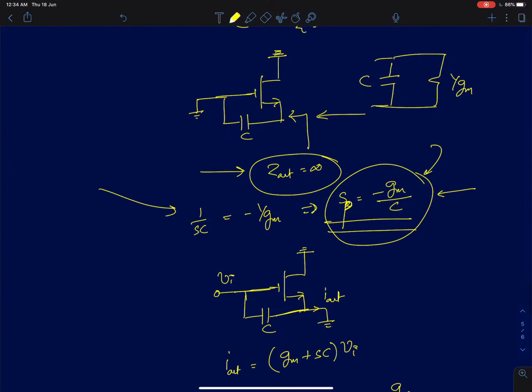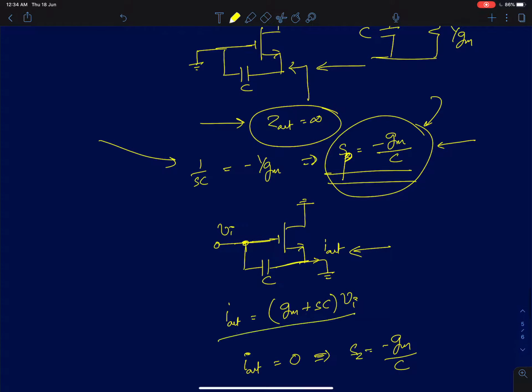We already derived in the previous lecture, if you try to find I out for the circuit, that happens to be GM plus SC into VI. And I out goes to 0 at SZ equals minus GM by C. So even though we calculated the value of the pole to be at minus GM by C, at that value your I out also goes to 0. So this is not a real pole. The pole and zero will cancel out, so you won't have a pole at GM by C in the circuit.